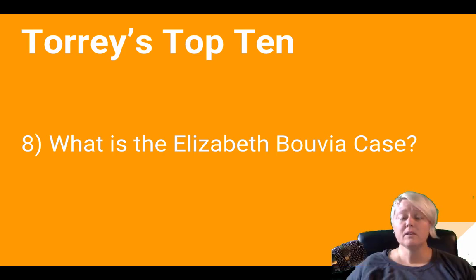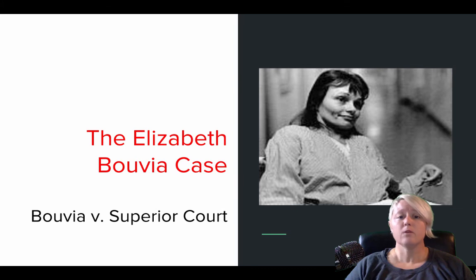Number 8. What is the Elizabeth Bouvia case? The Elizabeth Bouvia case was a groundbreaking case when it comes to the conflict between paternalism and autonomy. Bouvia had cerebral palsy and arthritis, and in her mid-20s, her family just dropped her off at a hospital because they refused to provide her with the care that she needed.